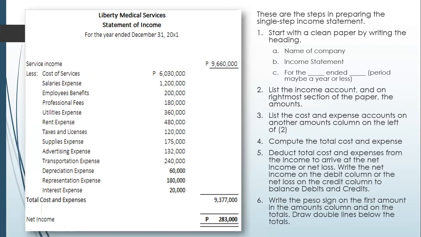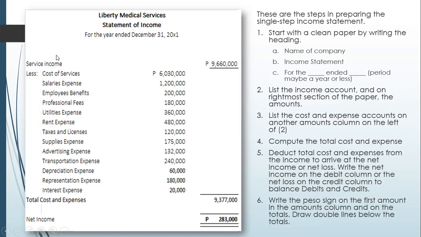Okay? So, yan. Kaya importante po yung heading. Ito yung heading: name of business, then account title, then for the year ended December, ganyan. So, example lang po yan. Every end of year siya ginagawa. Okay? Yung income statement.